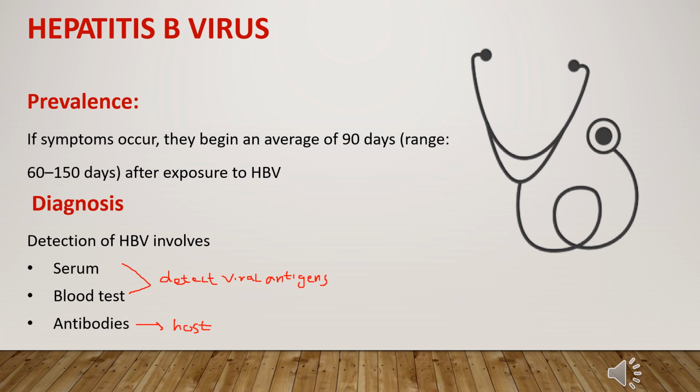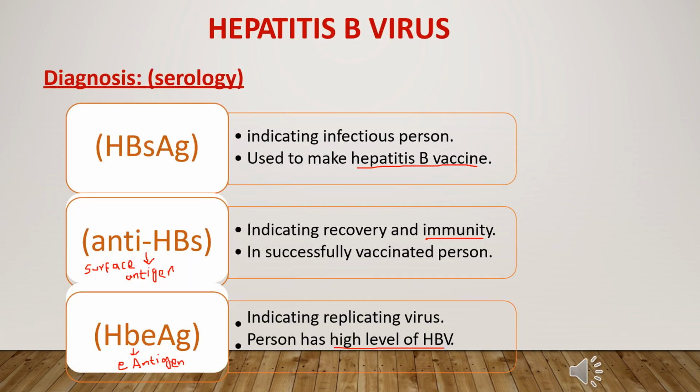Let's talk about diagnosis of hepatitis B virus. Detection of hepatitis B virus infection involves serum or blood tests for antibodies. Serum or blood tests detect viral antigen and antibodies produced by the host. Serology: HBsAg. It indicates an infectious person and is used to make hepatitis B vaccine. Its presence in blood indicates current hepatitis B infection and it is also called the surface antigen of hepatitis B virus.